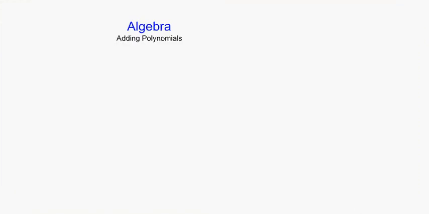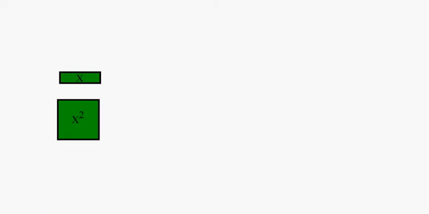In this section we're going to talk about adding polynomials. In the previous segment on collecting like terms, we were working on either adding or subtracting individual terms or individual shapes like x or x squareds. And we were asking them to put them together with the instruction to either simplify or to collect like terms.